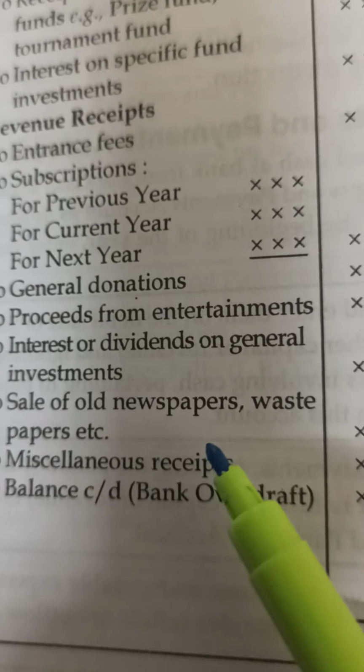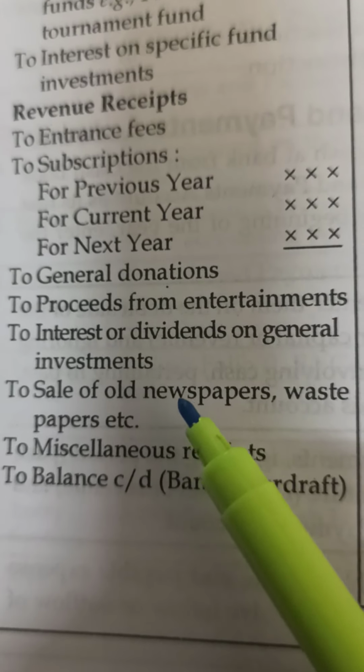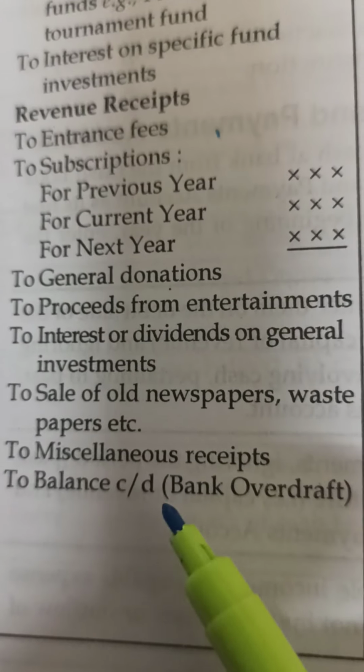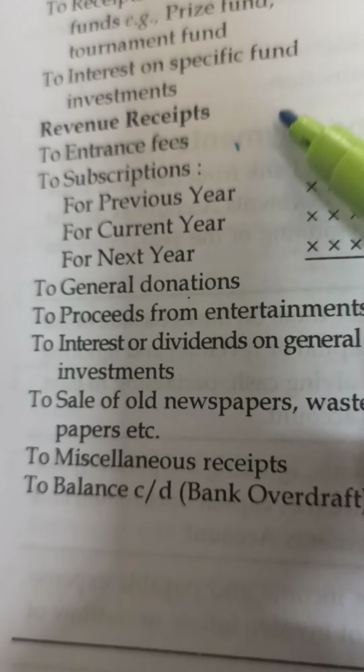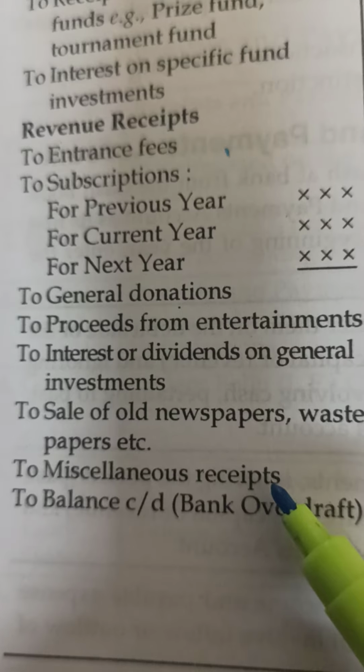Sale of old newspapers, waste papers, etc. That's also a regular feature, so under revenue receipt. Miscellaneous receipt: anything that is not covered under these receipts will come under miscellaneous receipt.